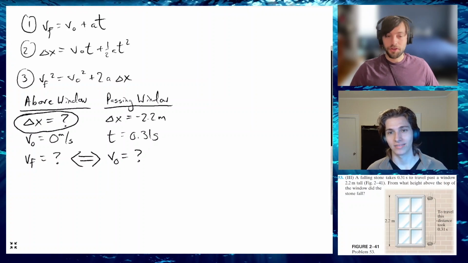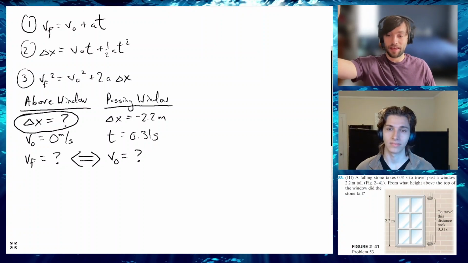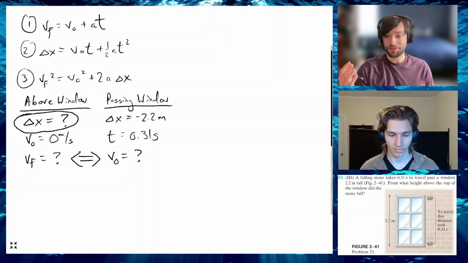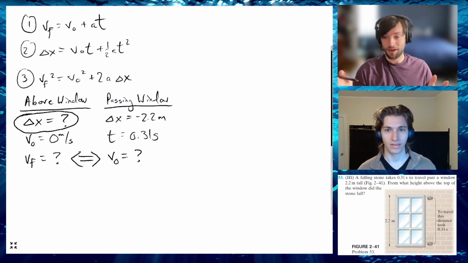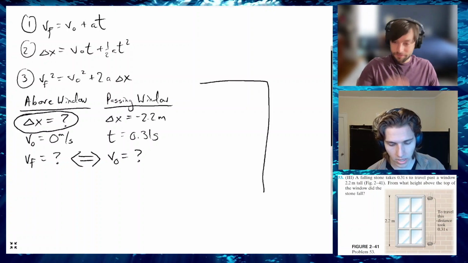Oh, so just for the sake of the problem, it's telling us that it's going to hit that consistent speed once it gets to the top of the window. It's just convenient for solving the problem that way. Yes, exactly. So here's our window.